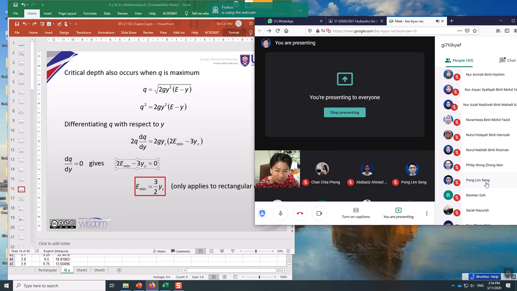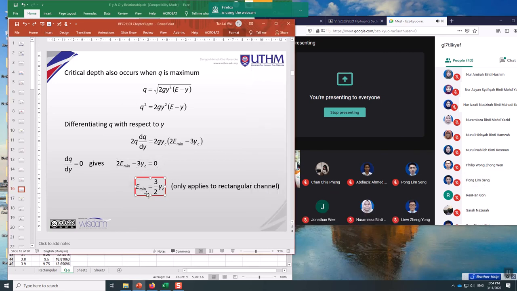This equation here only applies for rectangular channel, right? What if I want to find E min for other section, like trapezoidal? How do I find my E min for other section?